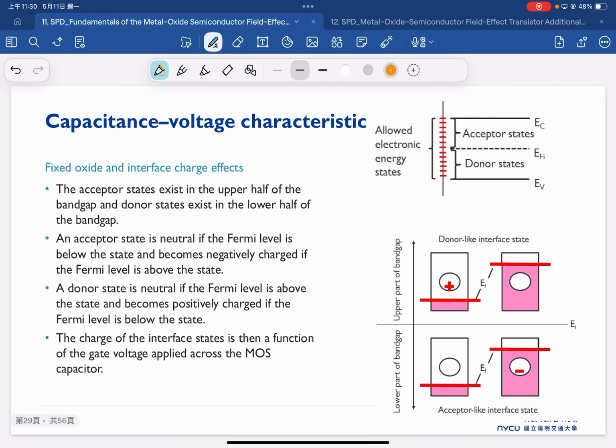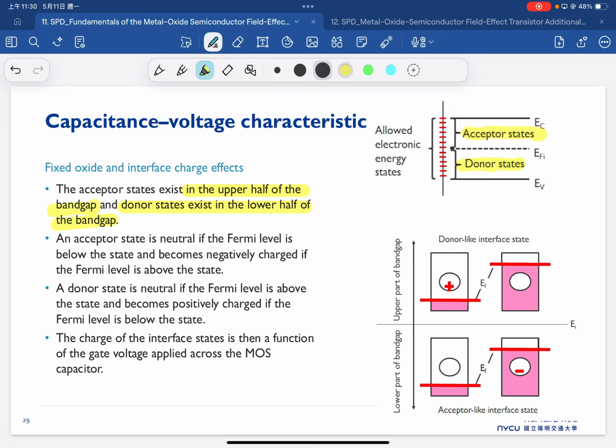So here is some more analysis related to this interface state. By considering interface state, we can define two different kinds of state here. One is called the acceptor state. One is called the donor state. The acceptor state exists in the upper half of the band gap, and the donor state exists in the lower half of the band gap. And there's a clear definition for the acceptor and donor.